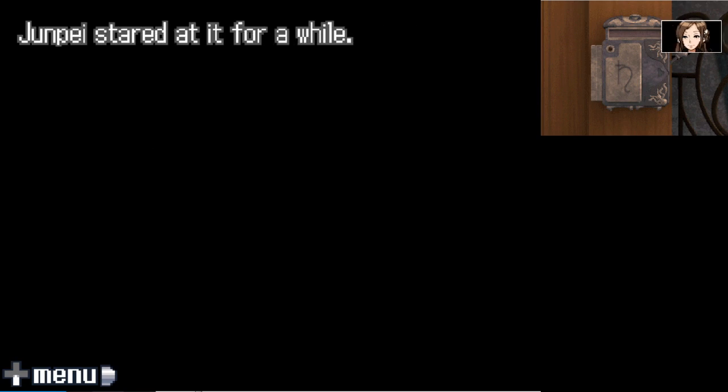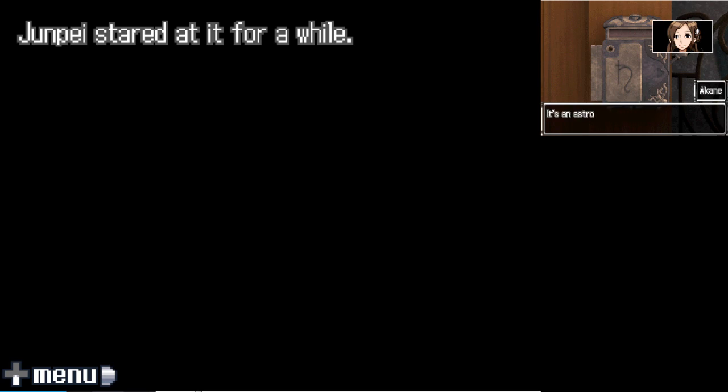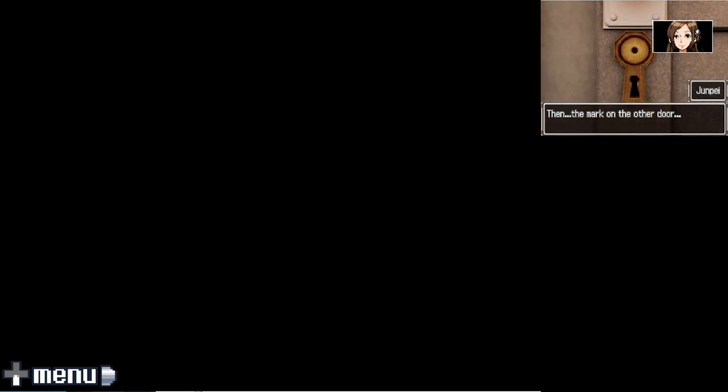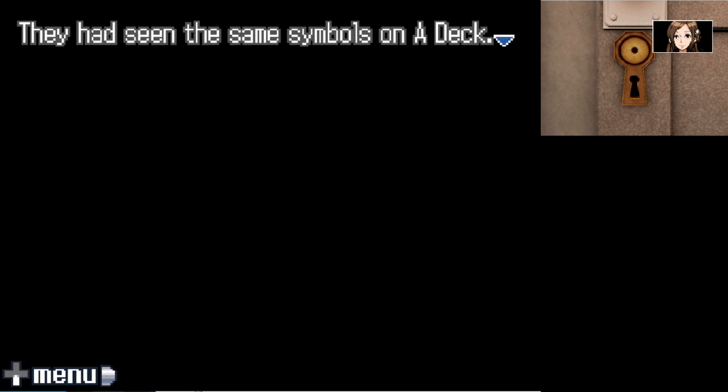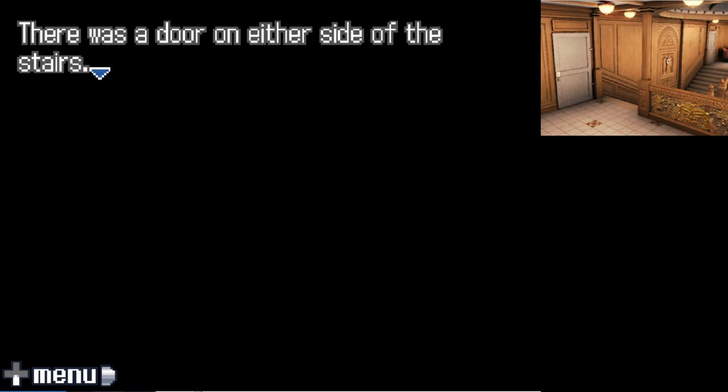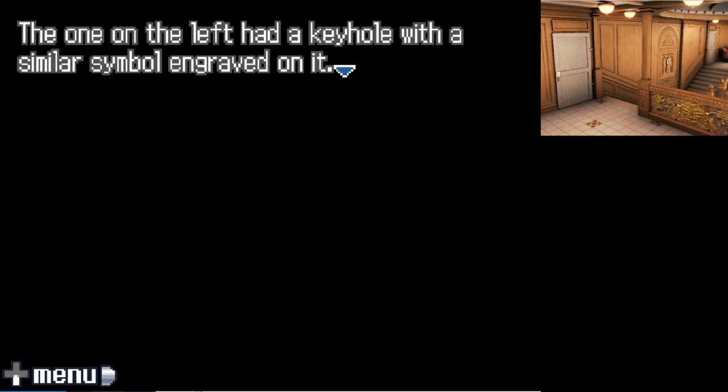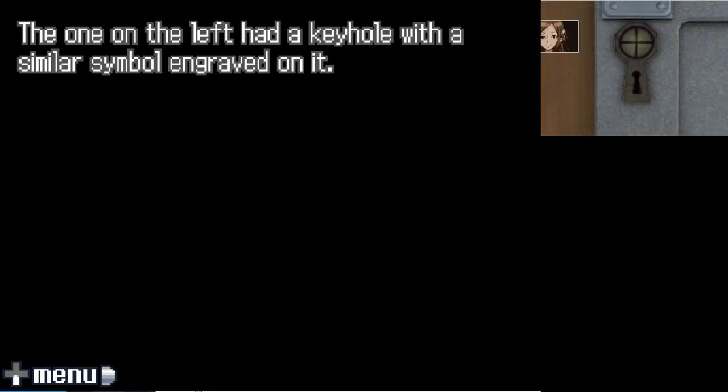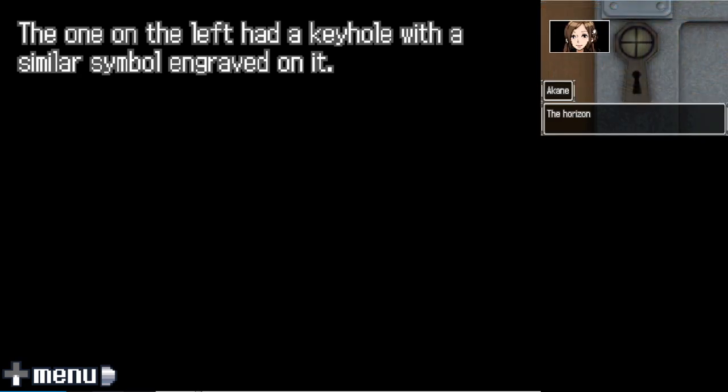Junpei stared at it for a while. Symbol of Saturn. Astrological symbol. I knew I recognized it too. The mark on the door was the mark of the sun symbol. They'd seen the same symbol on A deck. There was a door on either side of the stairs. The one on the left had a keyhole with a similar symbol engraved on it. Earth symbol. The horizontal line was the equator, the vertical one the prime meridian.